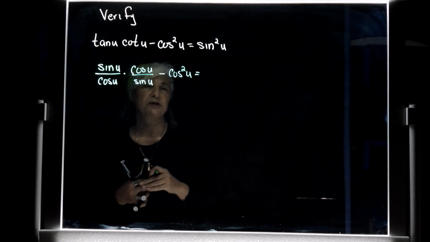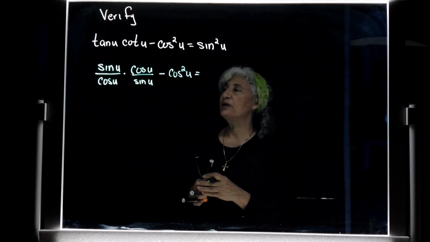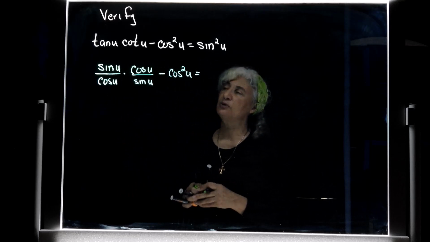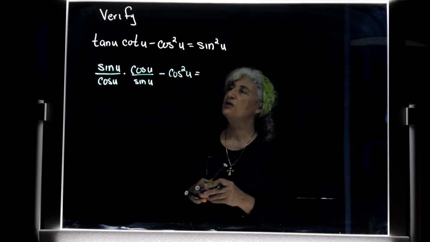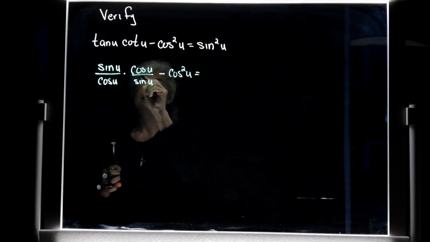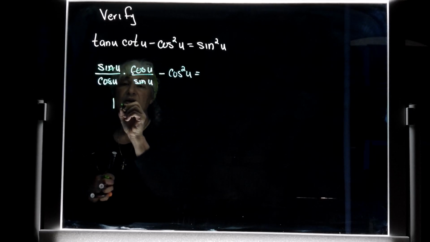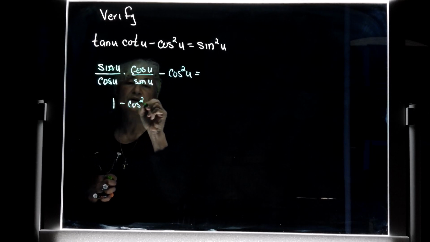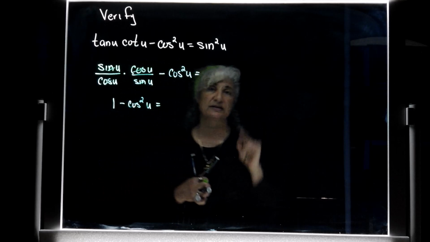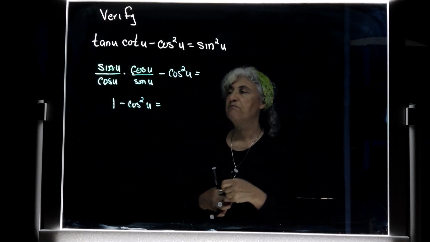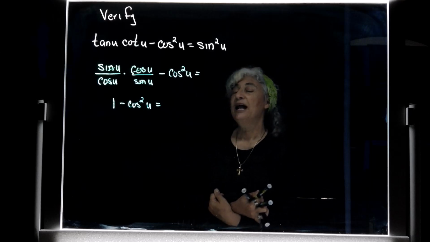Good? Okay. And now I'm noticing when I look at these two fractions that we're multiplying, it looks like the cosines will cancel, the sines will cancel, and I'm left with just 1. 1 minus cosine squared of u, and it's supposed to equal that side. Y'all with me? Okay.